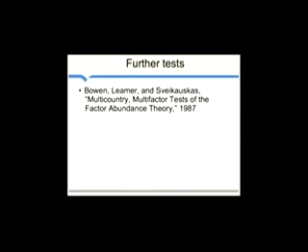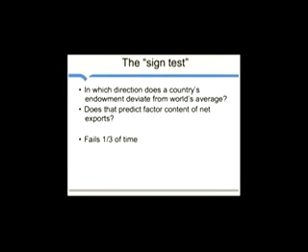Another important test, again with largely negative results, came in a famous paper by Bowen, Leamer, and Svaikauskas published in 1987. They developed what is called the sign test. To do the sign test, you start by looking at a country's factor endowment. For instance, you might decide that a particular country is capital intensive. You then want to ask about the exports of that country. Will the exports of that country also be capital intensive? In essence, you're testing to see if you can find the same sign. Yet for that simple test, using global data, actually the Heckscher-Ohlin theorem fails at least 1/3 of the time.